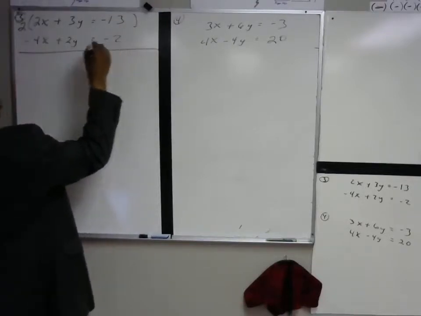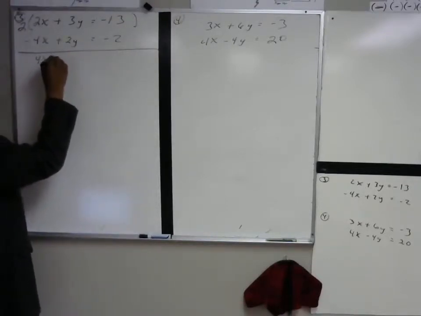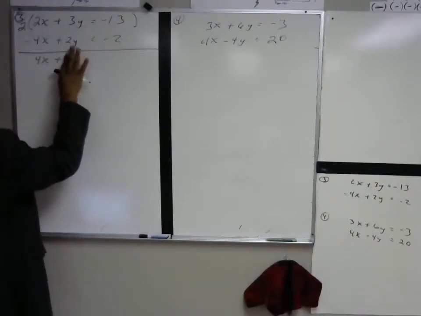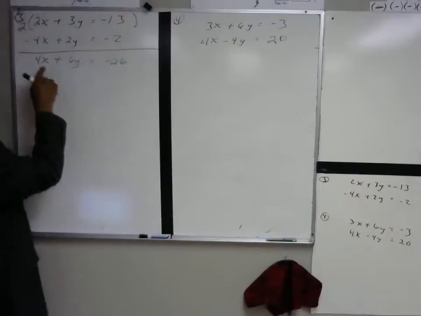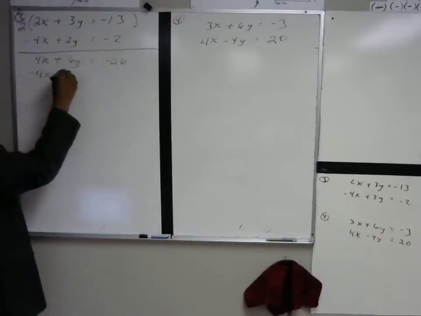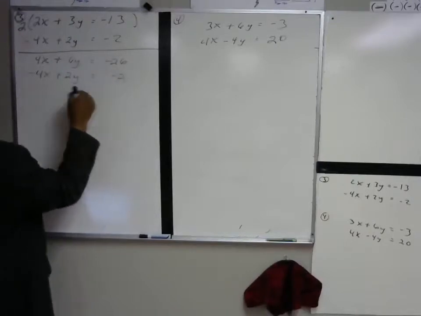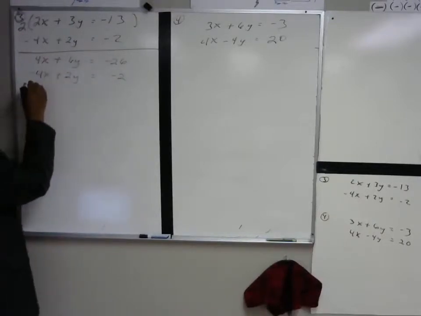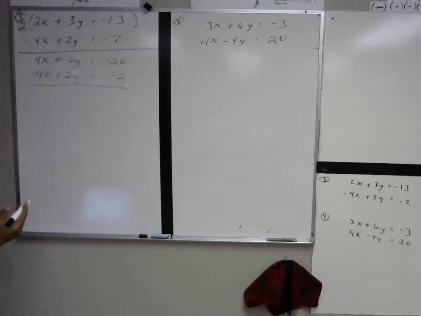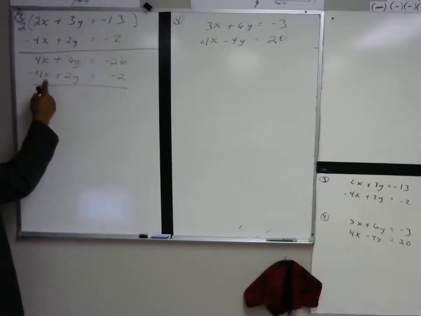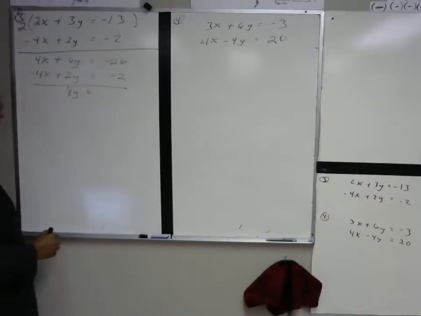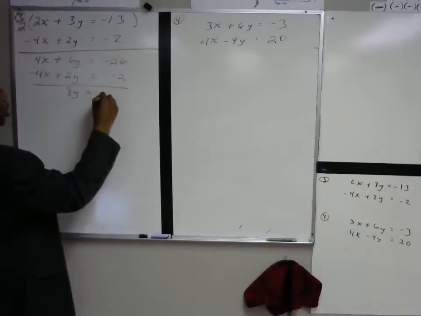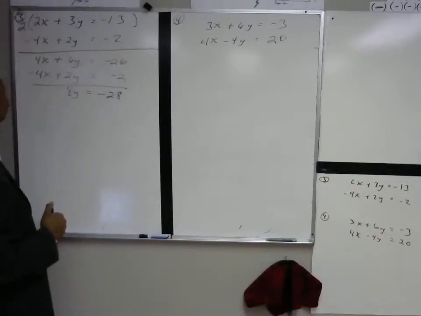So let's multiply this entire equation by 2. And that will turn this expression into 4x plus 6y equals negative 26. And we'll keep our negative 4x plus 2y equals negative 2. So we'll keep that expression. Now, we can go ahead and combine these. The x's will cancel. We'll get 8y's. Let's see. Then we'll combine these two. So we get the negative 28 here.